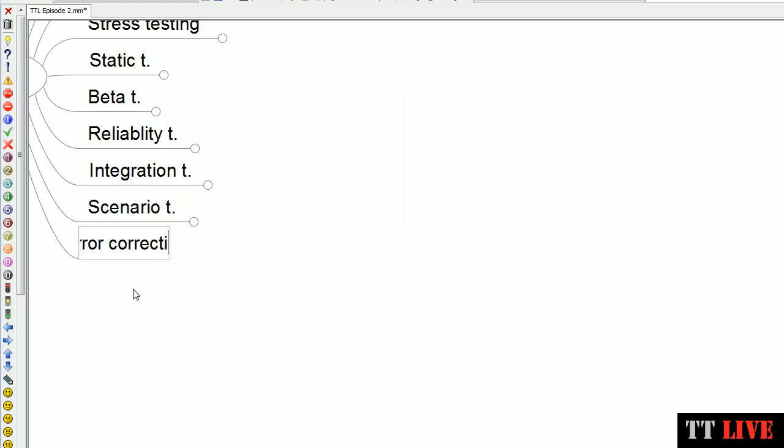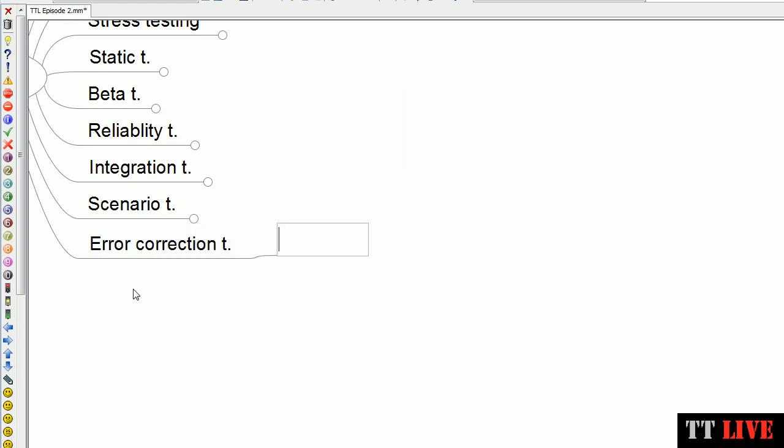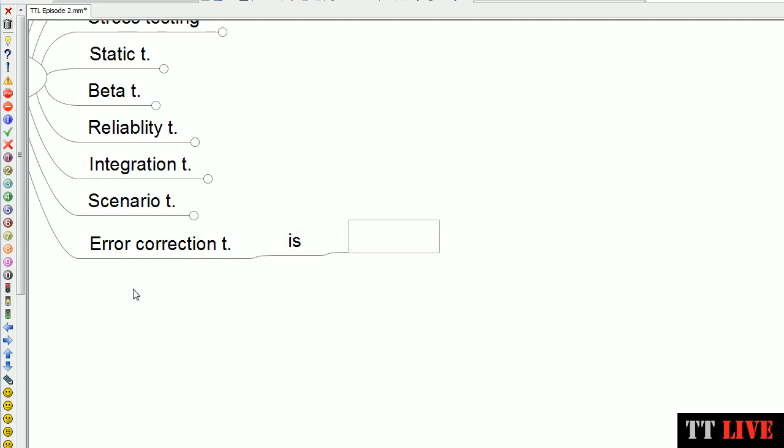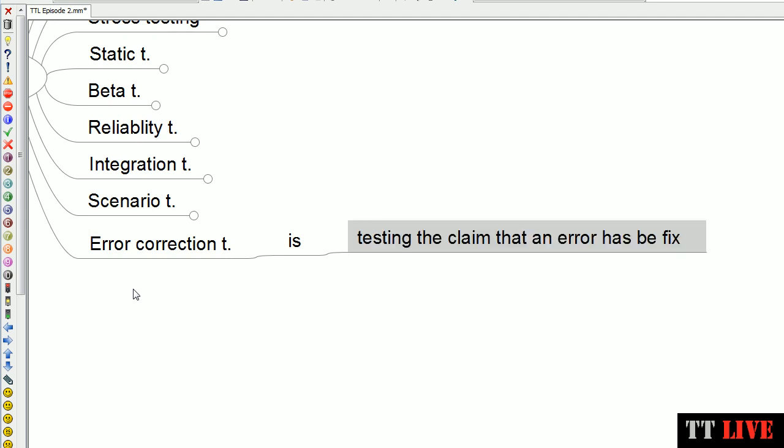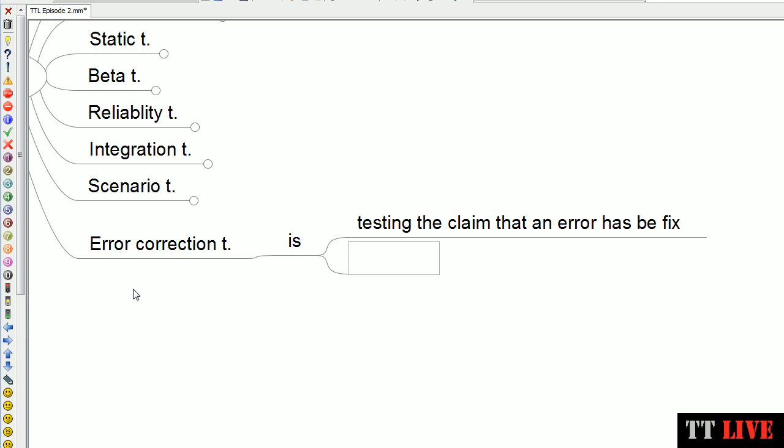There's error correction testing, which is nothing more than testing to claim that an error has been fixed. This means testing the error report and the errors around that, and errors related to the fixed error, related areas as well, and trying the same problem in a bit different way.